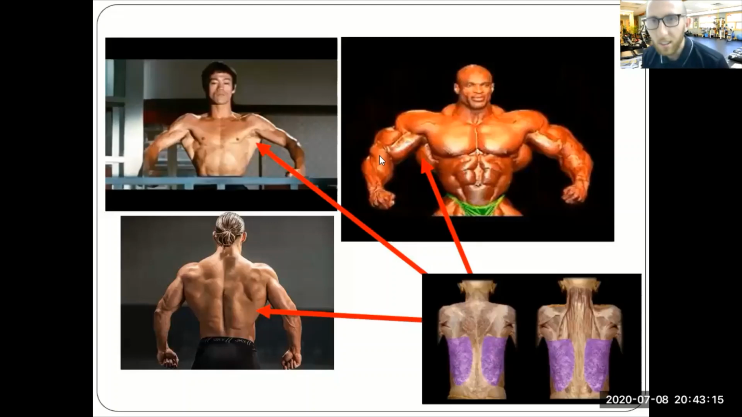All right, just another shot of some latissimus dorsi from the posterior and from the anterior, with a couple of famous people on here. And if we look down here again at the cadaver body donor, we can see there's a multitude of sizes that the latissimus dorsi can be.